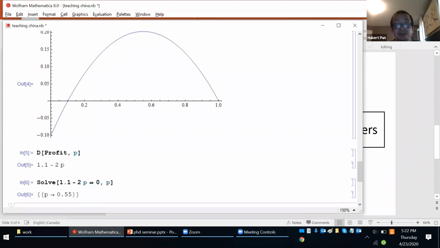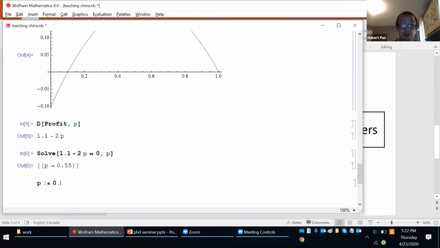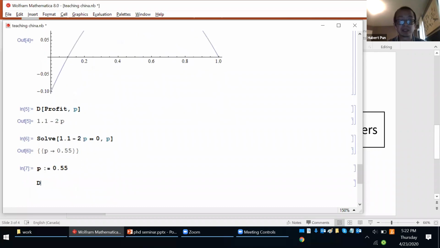So what it means is that if I charge the price equals 0.55, so I assign the value 0.55 into Mathematica. So P := 0.55. Then I do shift enter. So right now the blue P becomes black P. And when I do that, I can find out the demand. So DD equals 0.45. That means if I charge the price 0.55, the number of customers buying my product will be 0.45.